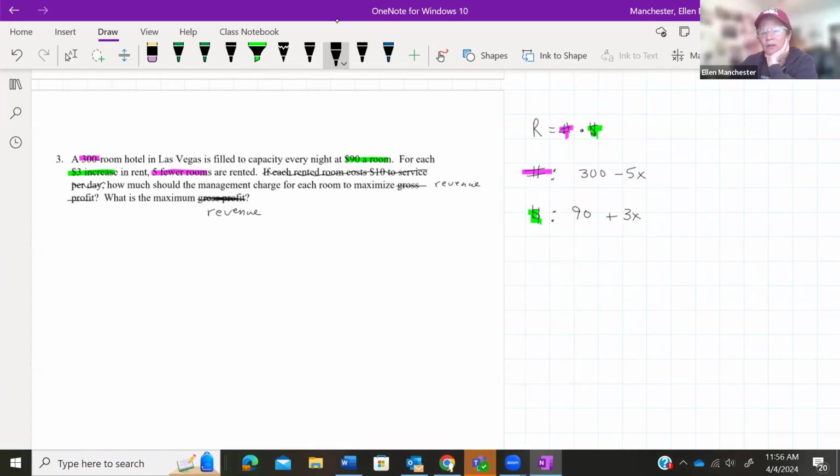Okay, so do you see how this one's different now? Now the number is our constraint because the number of rooms is what's going to limit us. We only have 300 rooms to deal with. We can't rent out 310. We can't rent out 315. We only have 300. And so the number of rooms is what's going to limit us. So our constraint is the 300 minus 5x greater than or equal to 0. So we want the number of rooms to be our constraint.